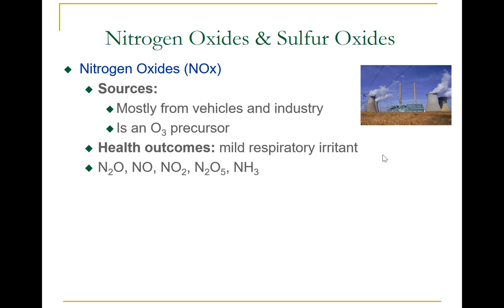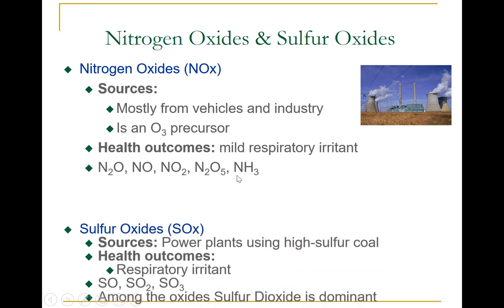And the major oxide forms are N2O, nitrous oxide, NO, nitric oxide, NO2, nitrogen dioxide, then N2O5, nitrogen pentoxide, as well as ammonia. But the dominant form that is known as NOx is a combination of NO and NO2. So these two together are known as NOx, NO and NO2, not the other ones.